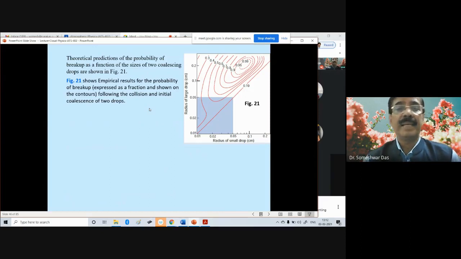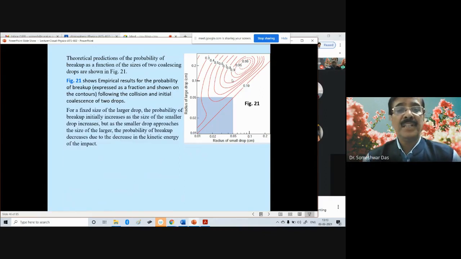Now this figure shows the empirical results for probability of breakups, as studied from laboratory experiments, expressed as a fraction and shown on the contours. They are the contours of the probability following the collision of the two drops. For a fixed size of larger drop, the probability of breakup initially increases, as I explained earlier, as the size of the smaller drop increases. But as the smaller drop approaches the size of the large drop, when the two drops become almost equal in size, the probability of breakup decreases due to the decrease in the kinetic energy of the impact.